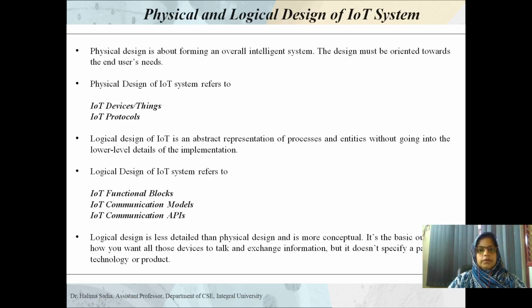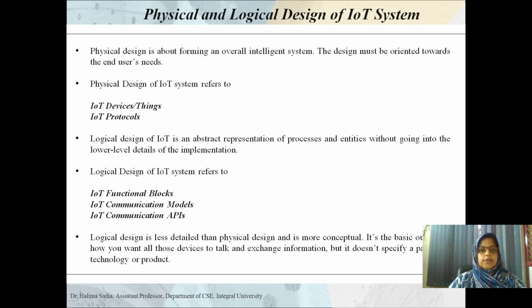Moving on further, let's take a look at the physical and logical design of the IoT system. The physical design is about forming an overall intelligent system. The design must be oriented towards the end user needs. However, the logical design of an IoT is an abstract representation of the processes and the entities. It does not deal with the complexities of the implementation details. Physical design, however, involves the complexities of the implementation.